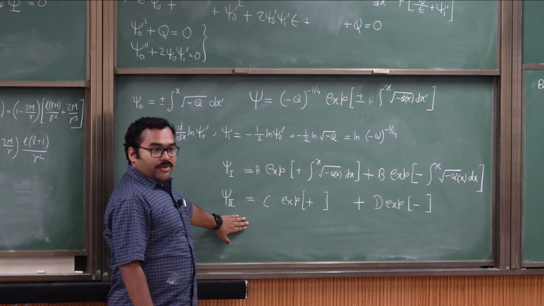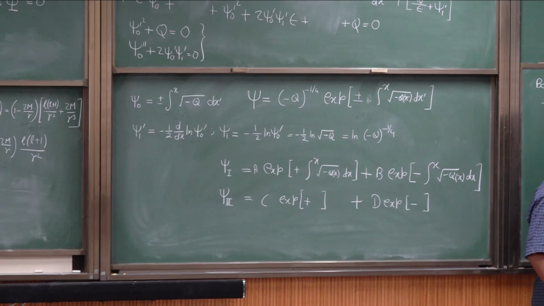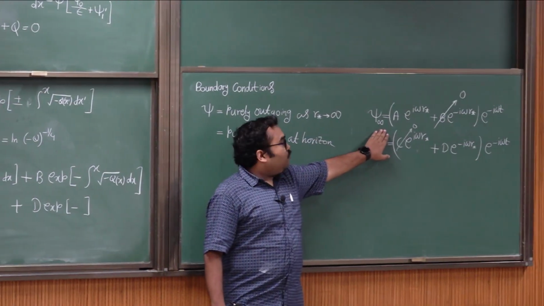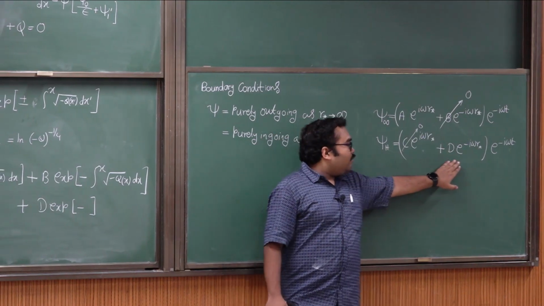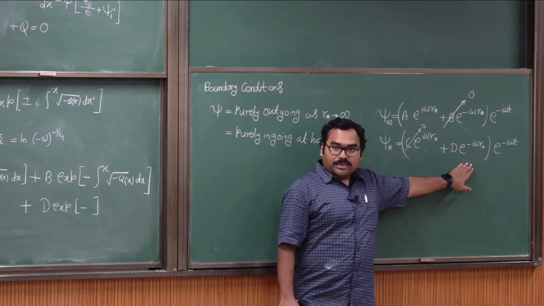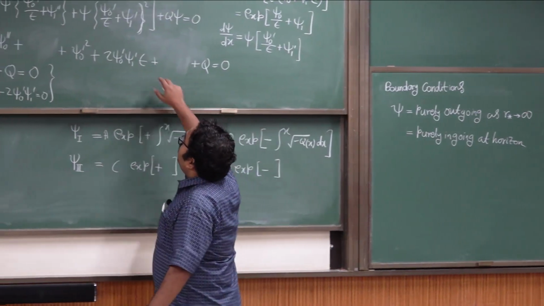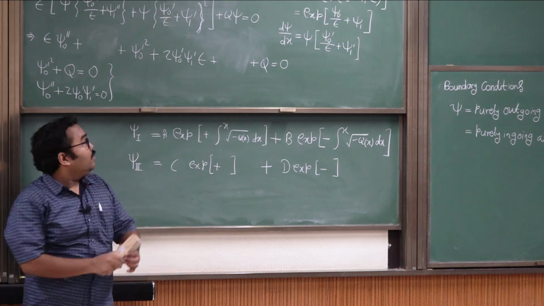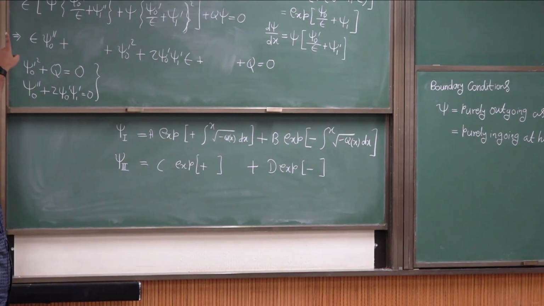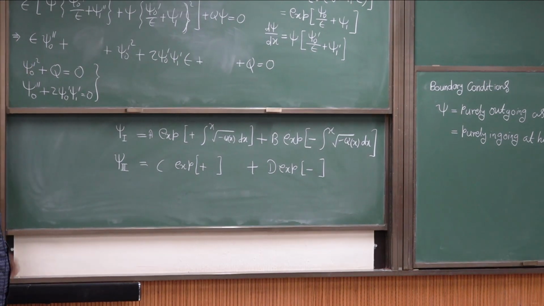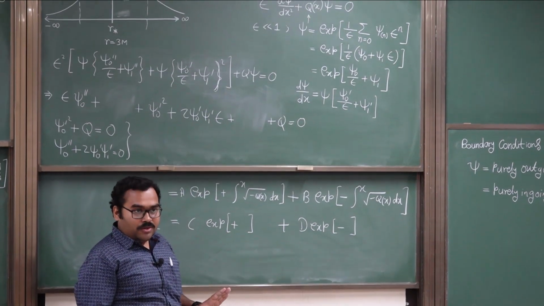Okay, so therefore you have these two solutions, but now you know what the boundary conditions are. Psi infinity has to be e to the power plus i omega r star, and psi horizon must be e to the power minus i omega r star. Psi infinity corresponds to the boundary condition here at region 1, and psi horizon corresponds to the boundary condition at region 3. That means not all of A, B, C, D are non-zero.